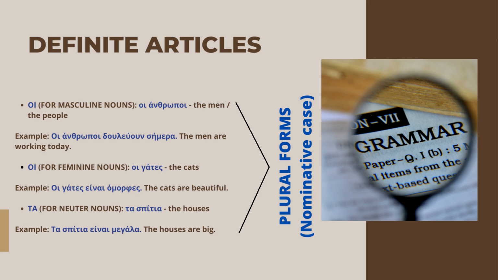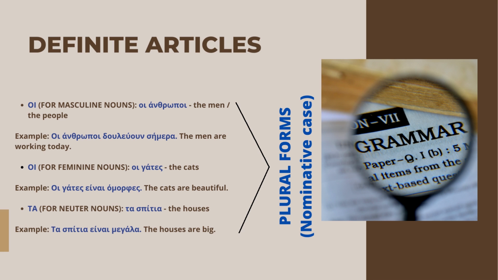Example in Greek: οι άνθρωποι δουλεύουν σήμερα. The men are working today, plural form. The same article goes for the feminine gender nouns. Οι γάτες, the cats. Οι γάτες είναι όμορφες. The cats are beautiful.